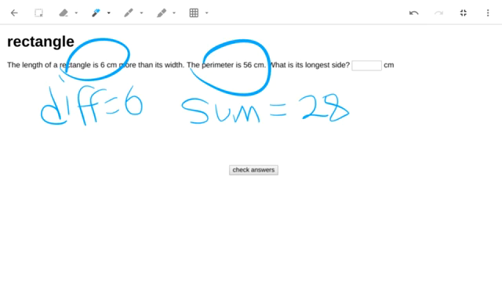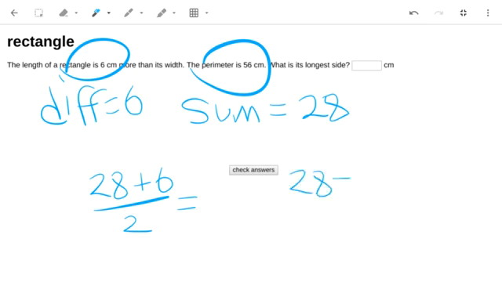So this is a sum and a difference question. And the answer to sum and difference questions is to add the sum and the difference. And if we wanted the shortest side, we'd subtract the sum and the difference. So that gives me 34 divided by 2, which is 17. And 22 divided by 2, which is 11. So the answer is 17.